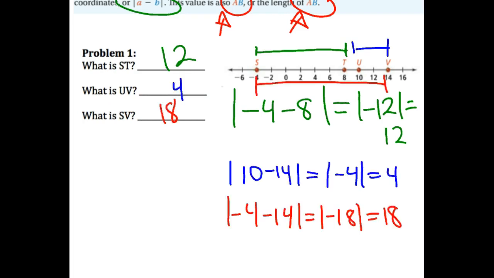The first question says, what is UV? And that I got to be 4. And then what is SV? Which I got to be 18. Now make sure all three of these numbers are positive because you're taking the absolute value, which is distance, which is always positive. You can see my work corresponding down there to the right as well.